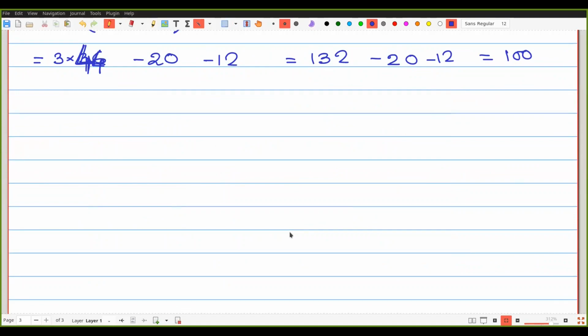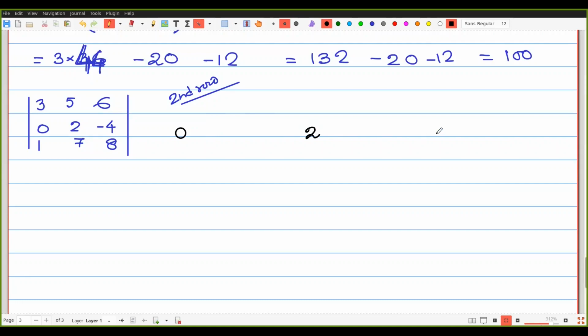Suppose we are using any other row or any other column of the same determinant: 3, 5, 6, 0, 2, minus 4, 1, 7, 8. Normally we use the first row. Here I am changing the first row to any other row. Suppose we use the second row: 0, 2, minus 4. The element is minus 4, not about minus or plus.